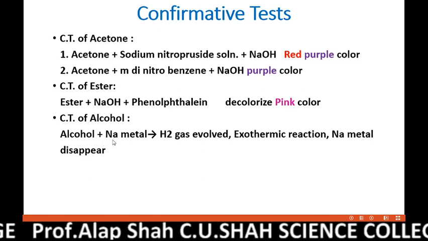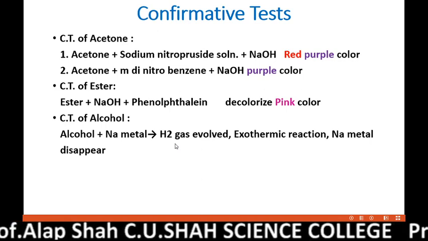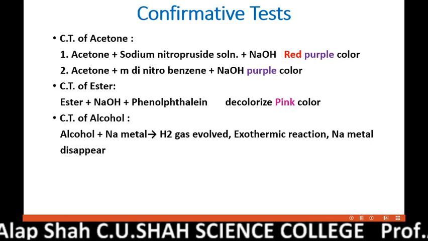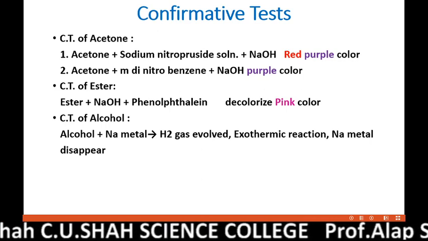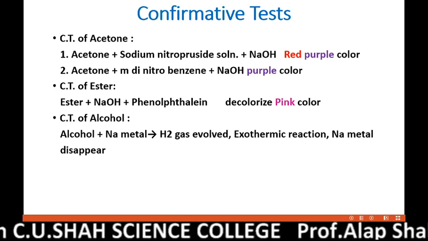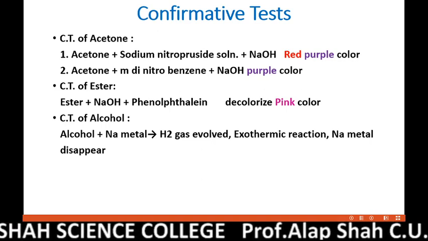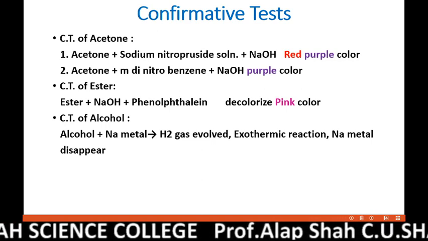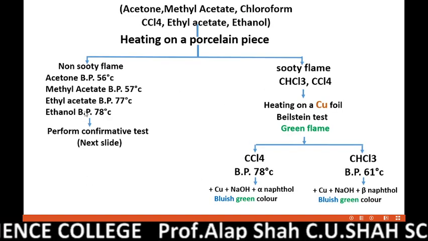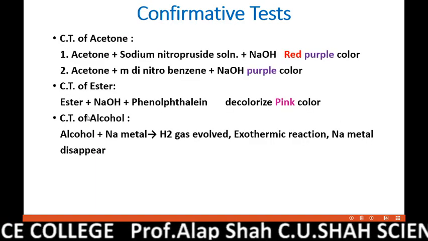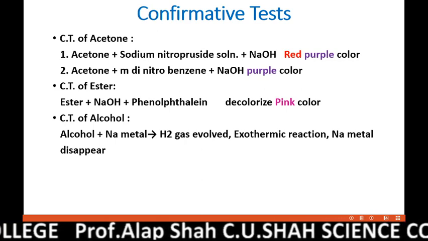And to determine alcohol, when we add sodium metal, it forms sodium alkoxide and hydrogen gas is evolved. It bubbles. This reaction is exothermic, so it generates heat, and we can feel it from the test tube. It feels hot and the sodium metal gradually is consumed and disappears. So out of these four, ketone, ester and alcohol can be identified with the help of these functional group tests.